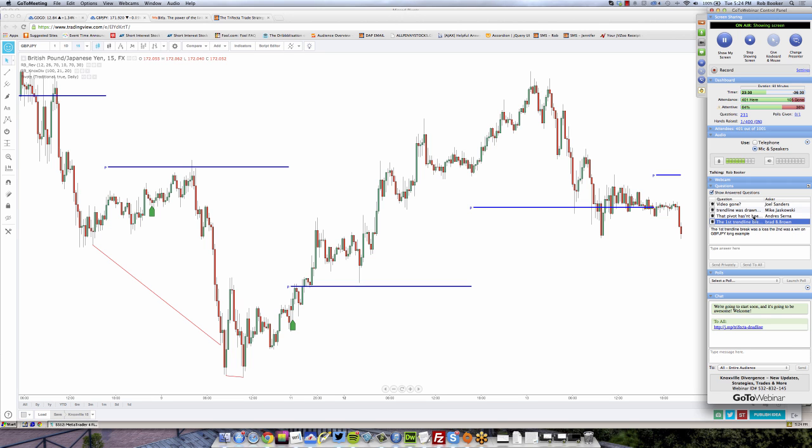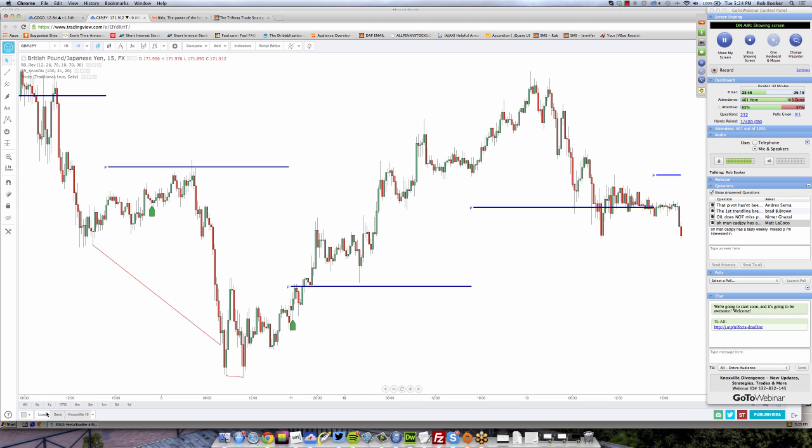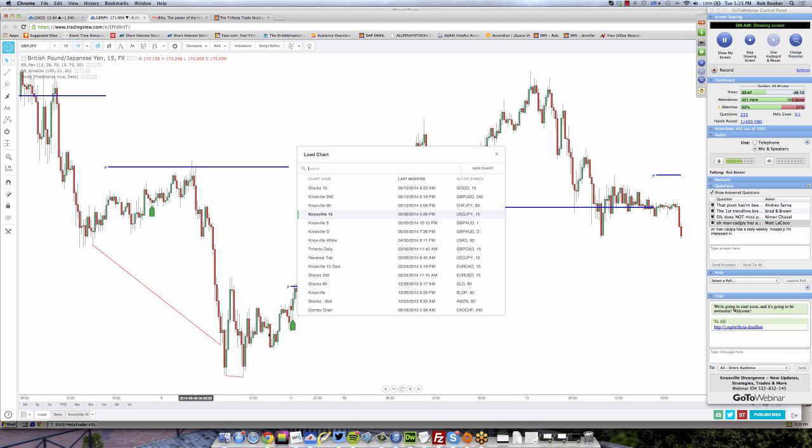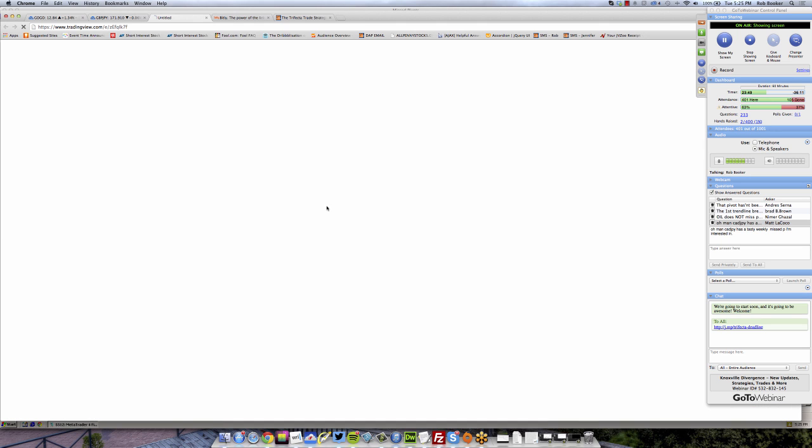Brad says the first trendline break was a loss. The second was a win on pound yen long example. Right, exactly. Perfect. Matt says, oh man, CAD yen has a tasty weekly pivot I'm interested in. Does anybody want to look at the Canadian dollar Japanese yen before we sign off here and give you guys time together and to hang out with your loved ones?